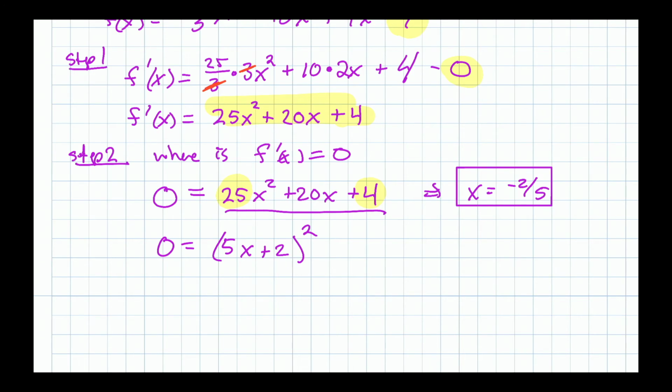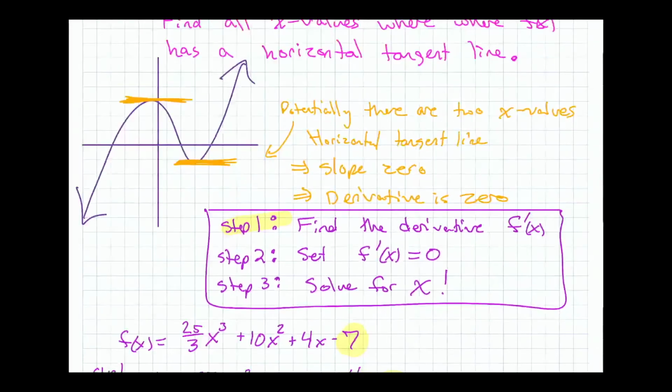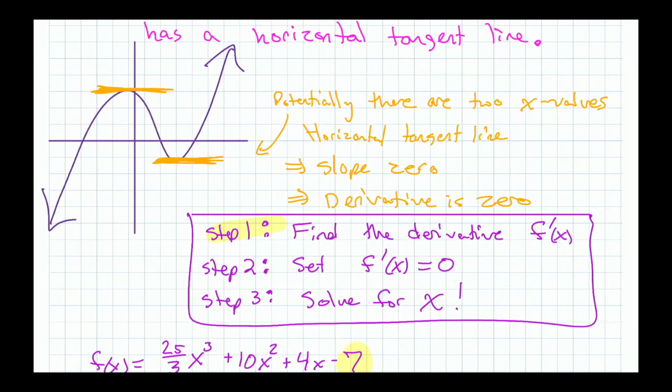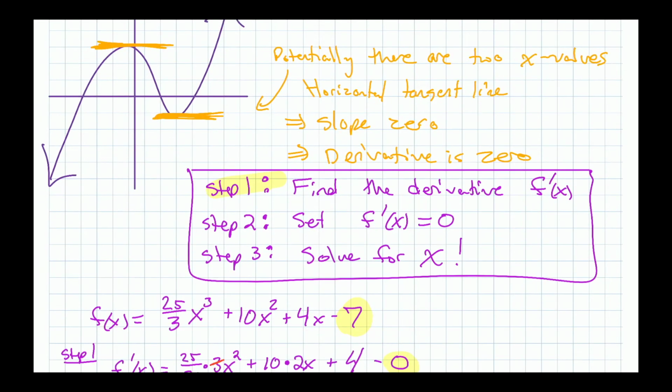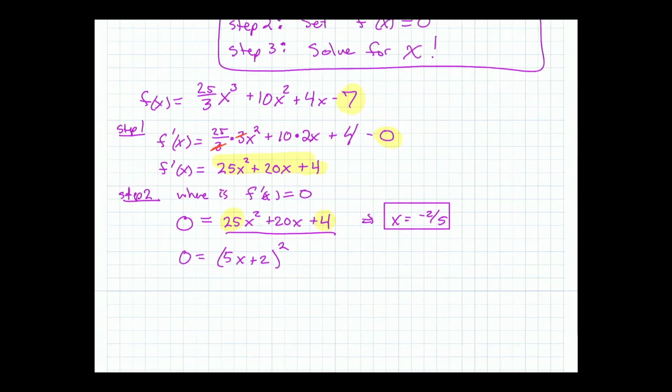Which, by the way, is telling me that when I said potentially there are 2 x values, there wasn't, right? When we got only a single answer there, what that's telling us is that at x equals minus 2/5, it looks like this.